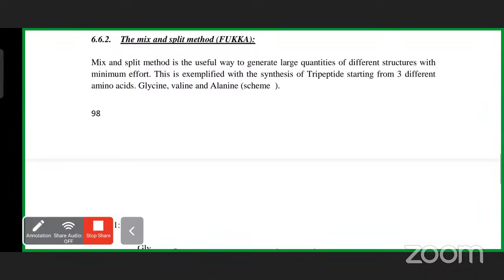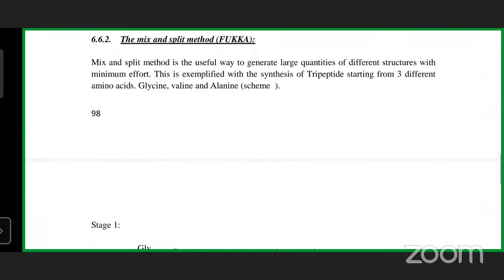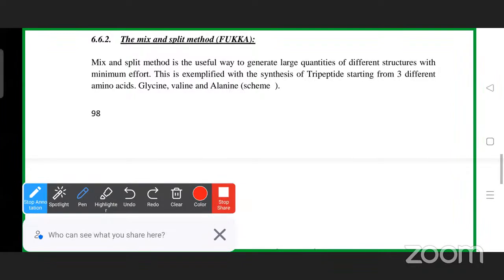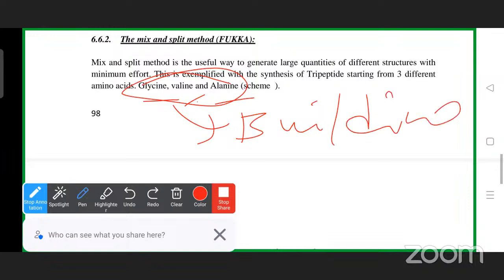So this is also one of the kinds of mixed combinatorial synthesis, and it involves some steps here. For example, we are going to synthesize a tripeptide by using 3 different amino acids, right? So we are taking the 3 amino acids here: glycine, valine, and alanine. These are the 3 amino acids. These are the building blocks, right?